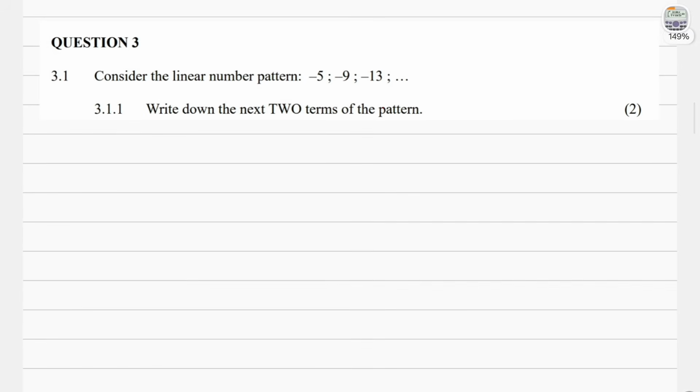Question 3.1 says, consider the linear number pattern -5, -9, -13. Write down the next two terms of the pattern.